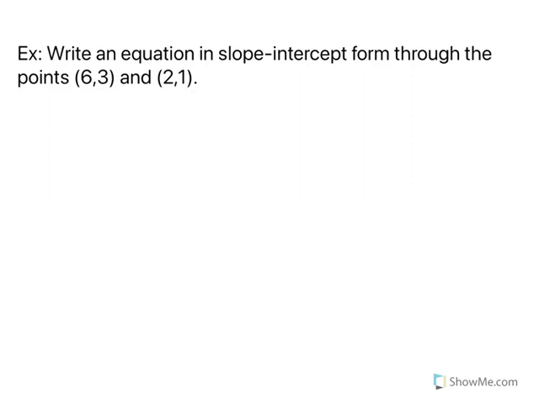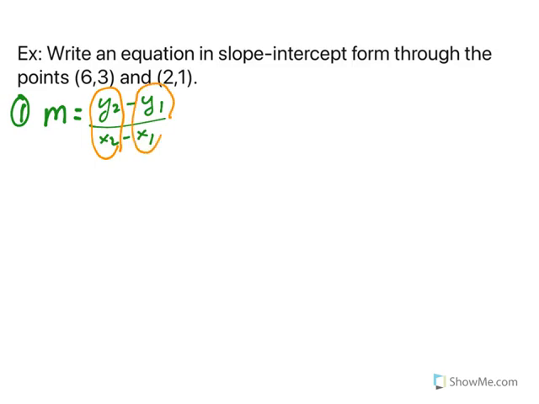Let's do two examples. Write an equation in slope-intercept form through the points (6, 3) and (2, 1). Well, our first step is to find the slope. And hopefully we remember that slope is y2 minus y1 over x2 minus x1. Now, don't let these little numbers fool you or cause you problems. They simply mean x2 and y2 are one ordered pair, and x1, y1 are an ordered pair. So the ordered pairs are going to be stacked on top of each other. Important piece, the y values are on top.